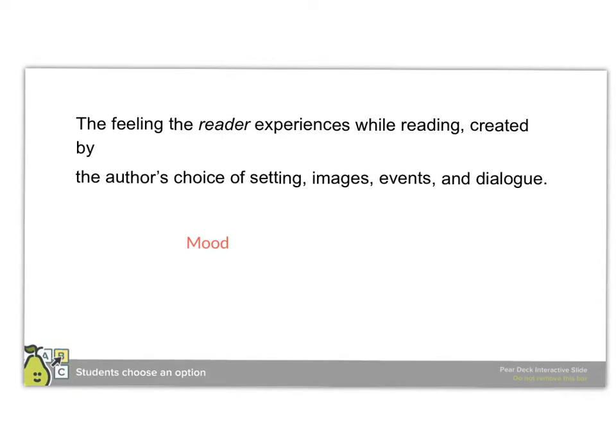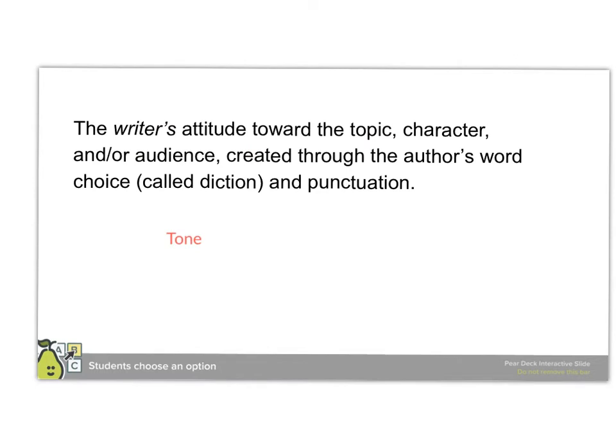So we have the feeling the reader experiences while reading, created by the author's choice of setting, images, events, and dialogue. This is actually the definition for mood because it's the feeling the reader experiences. It's something that you feel as you're reading a piece of text. With this definition, the writer's attitude toward the topic, character, and our audience, created through the author's word choice, called diction and punctuation. This is an example of tone because it's what the writer does. It's how the writer creates an attitude towards the topic, character, or audience.